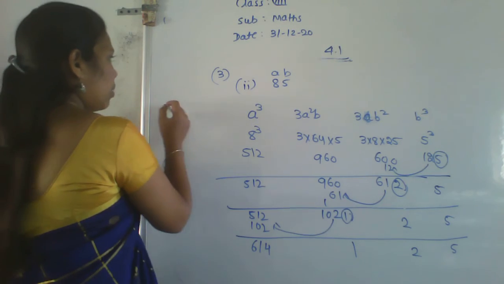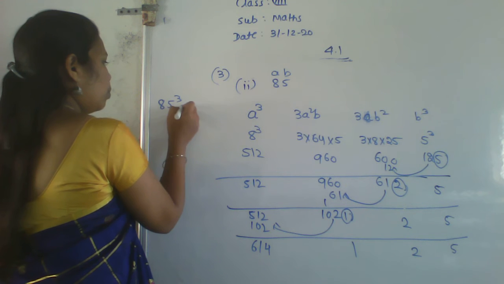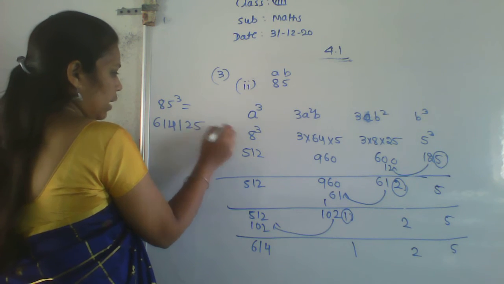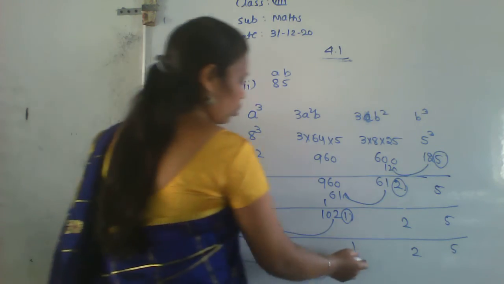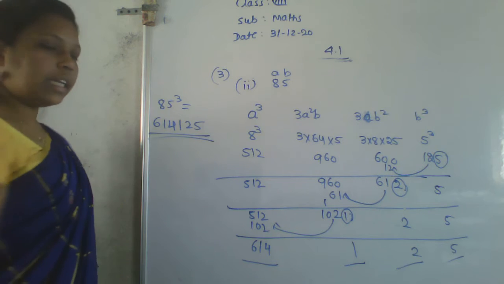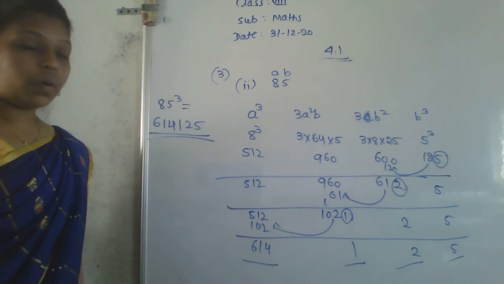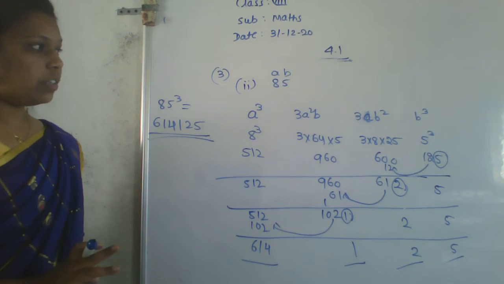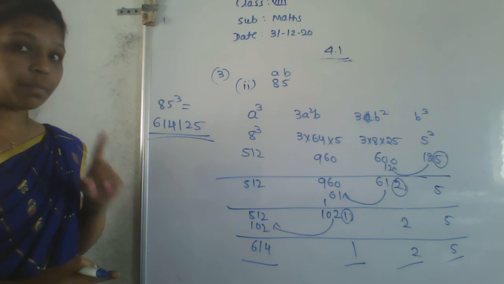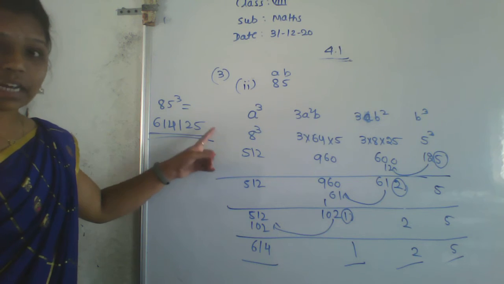Now we got the cube of the given number. What is the cube of the number? 85 cube is equal to 614125. This is the cube of the number 85. I left the b cube value in the first problem. Make the correction. The first problem is the wrong one. This one is correct. Observe properly.